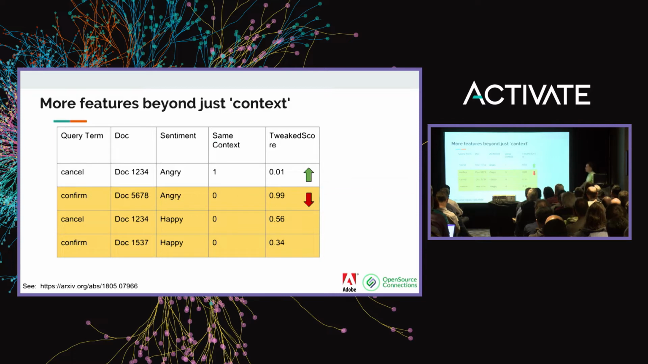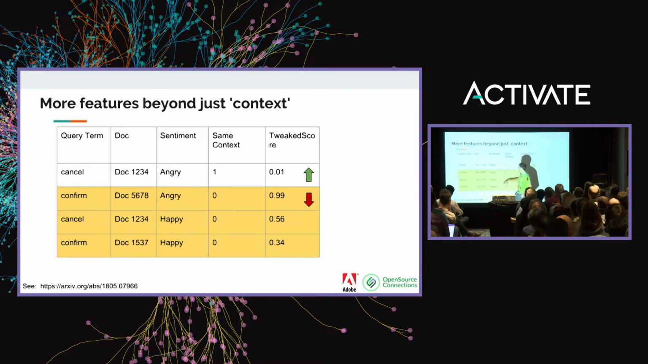Another thing we can do is introduce the idea of an embedding for a sentiment, and sort of encode sentiment as a feature when we train embeddings. So cancel and confirm probably occur in opposite sentiments. Cancel is like, "I hate you, cancel my reservation." Confirm is like, "I love you, I want to confirm my reservation."